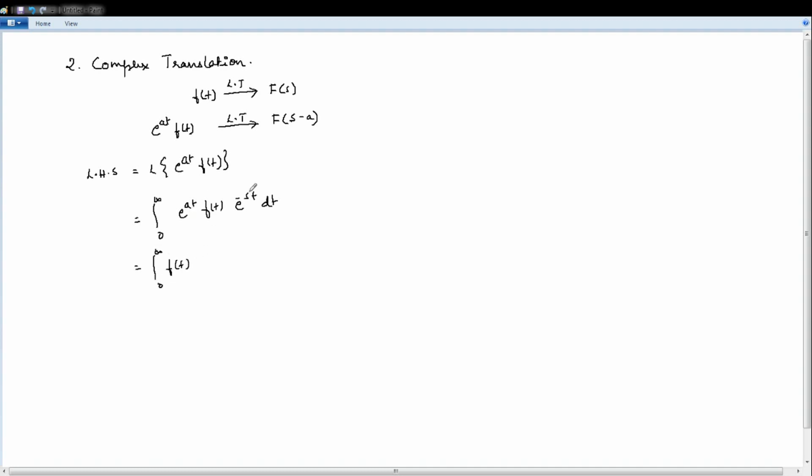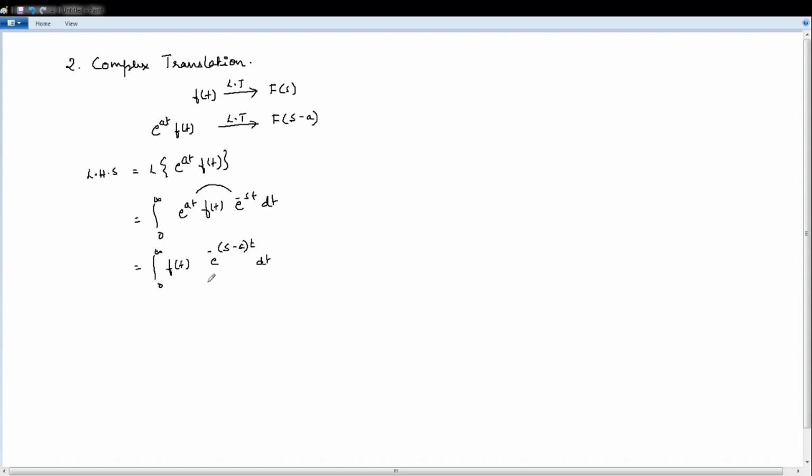Now I'll take f(t) out. I'll combine these two terms together, e^(at) and e^(-st). I'll take the minus out, so I'll be getting e^(-(s-a)t) dt, because s is here, a is here, and t is also there. So you will be getting s minus a, and minus into minus will be plus a, so e^(at) you will be getting.